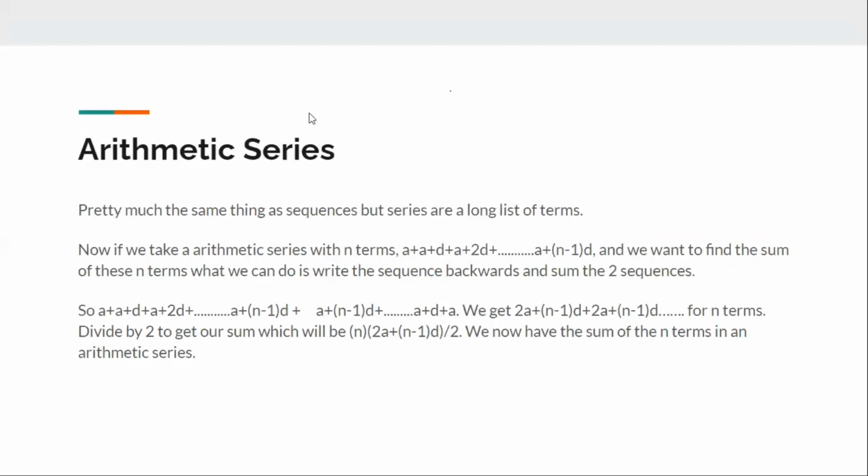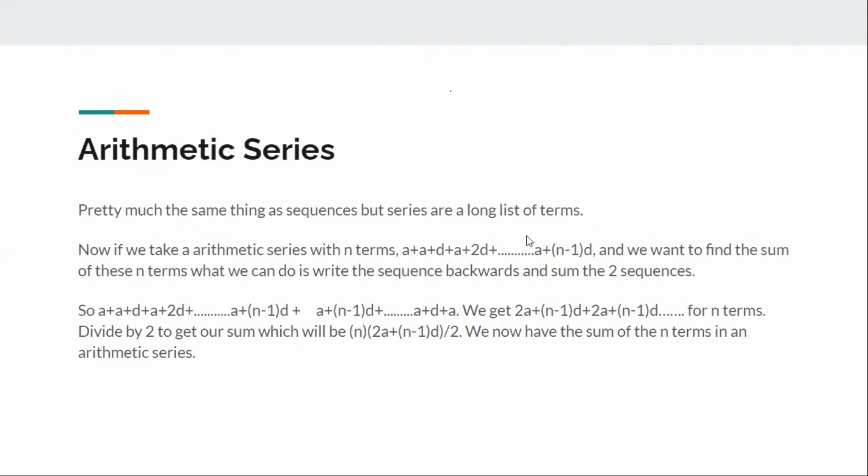Right, arithmetic series. Pretty much the same thing as sequences, but series are a long list of terms. So we take the arithmetic series with n terms, a plus d plus a plus 2d, all the way to a plus n minus 1 times d. And you want to find the sum of this arithmetic series.